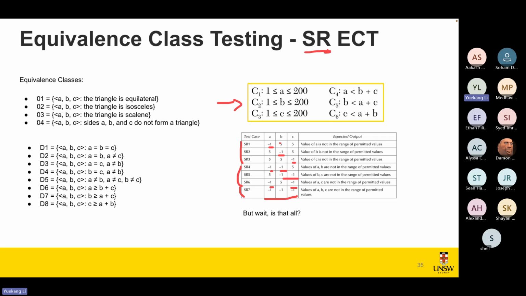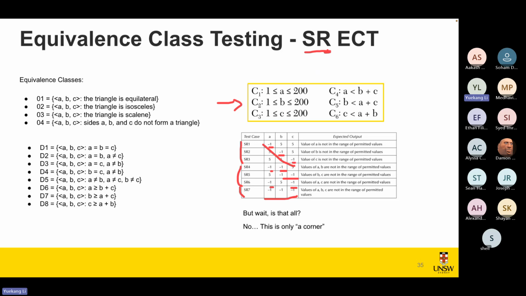Because we only care about the cases where the values are smaller than 0, right? We still need to think about values that are larger than 200. And there could be combinations, like A is smaller than 0, but B is larger than 200. So you can think that there are many permutations here. So this case is only a corner inside the space.